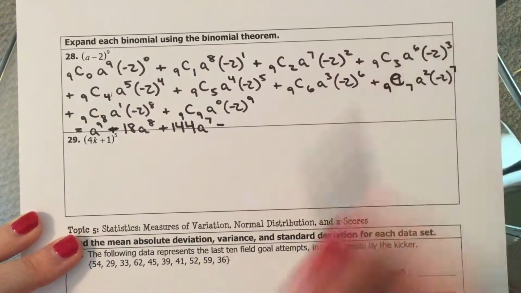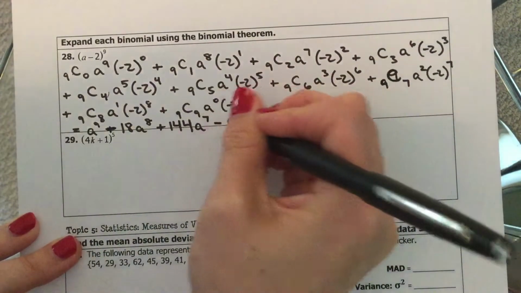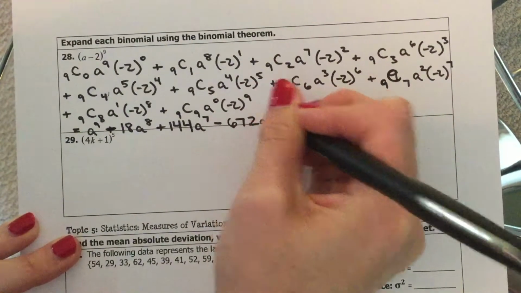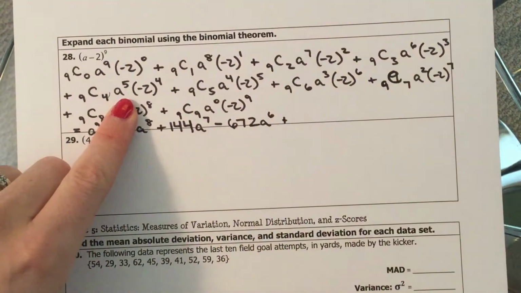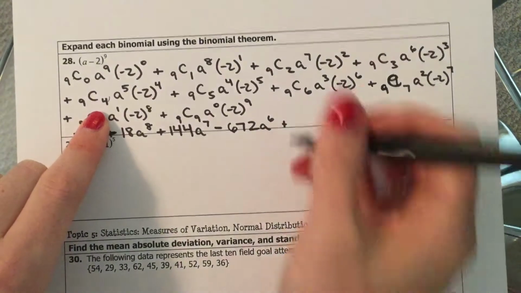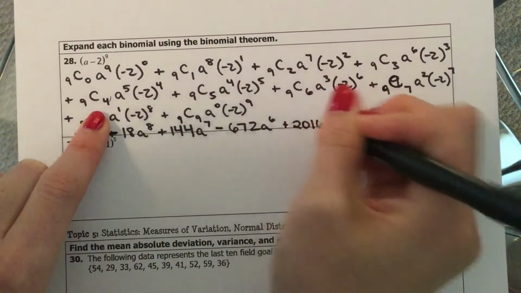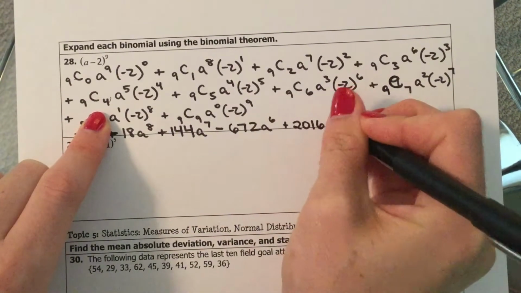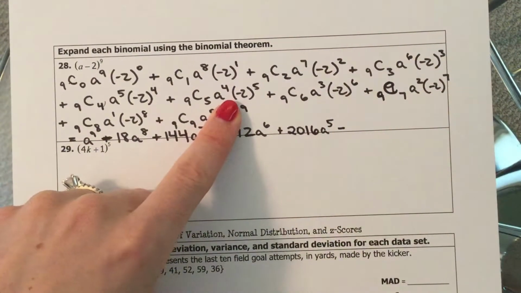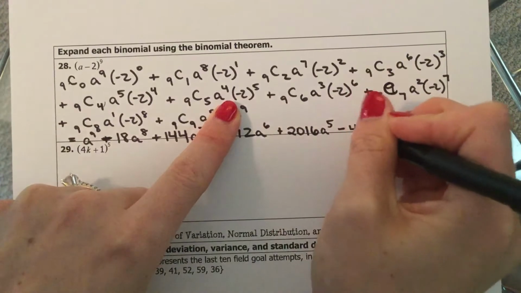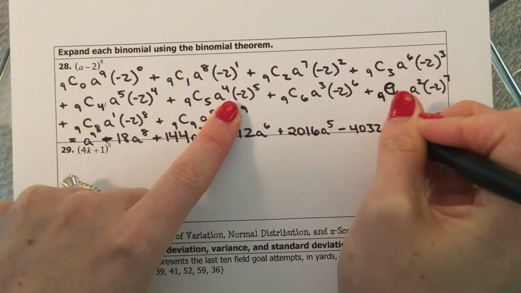this. So these, you would just be plugging all these values into your calculator. You end up with 672, a to the 6th. Next one is positive, so this is this term right here. This times this ends up being this value times a to the 5th, minus this term, 4032 times a to the 4th.